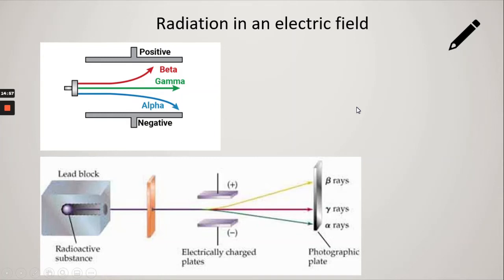So so far we've covered some information about the different types of radiation and how far they can travel and their behaviour in an electric field. I would recommend that you pause this video now before continuing with the second part of the lesson this week.